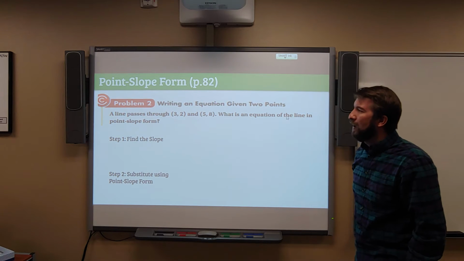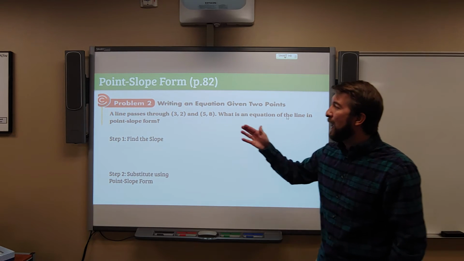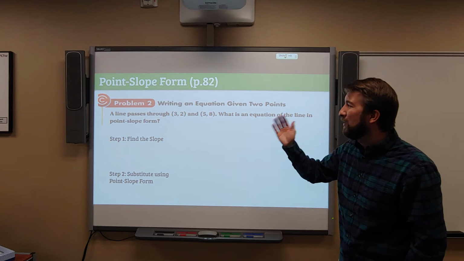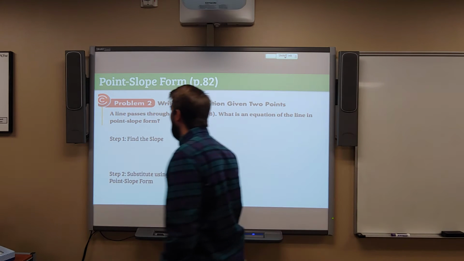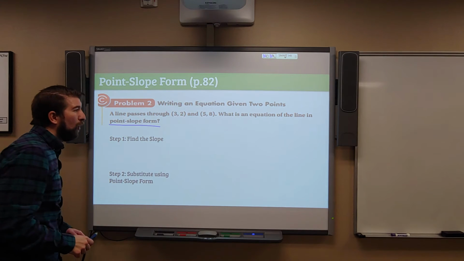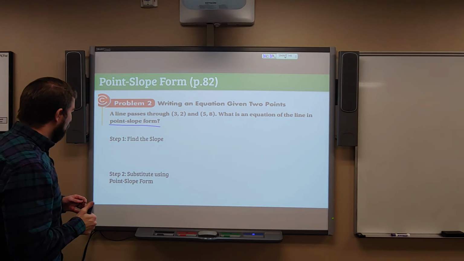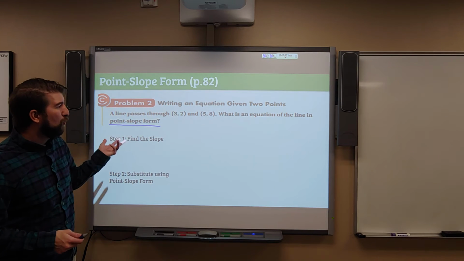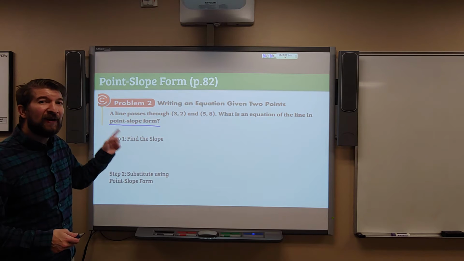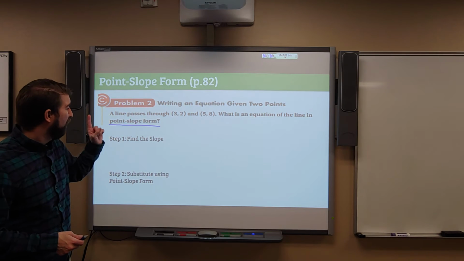Alright, so once again, it tells us a line passes through 3, 2, and 5, 8. What is the equation of the line in point-slope form? Alright, so now they tell us we want it in point-slope form. That's what we got to do. But notice it only gives us 2 points. So what we need to do is we need to find the slope first.